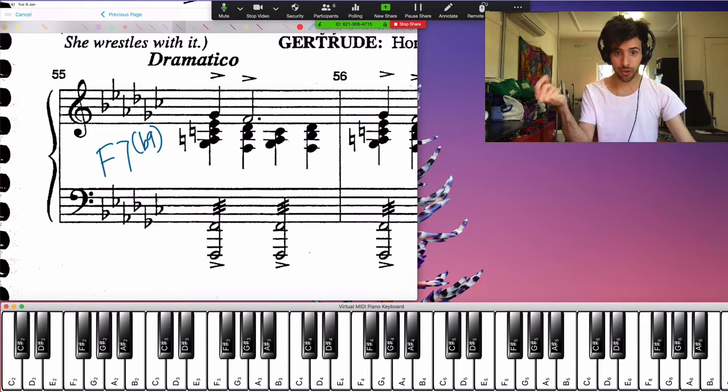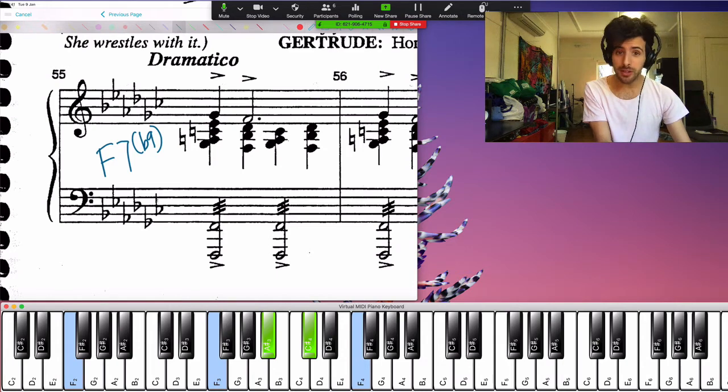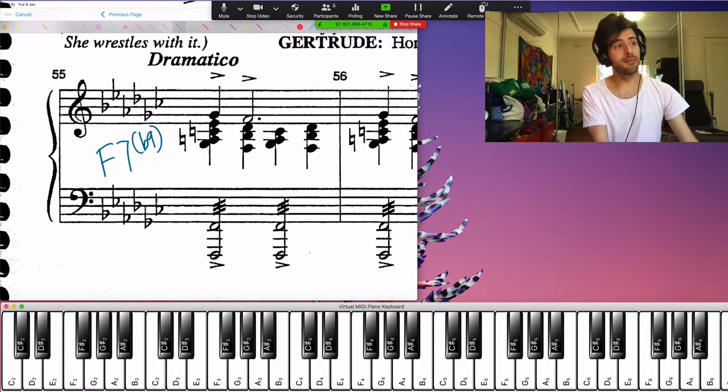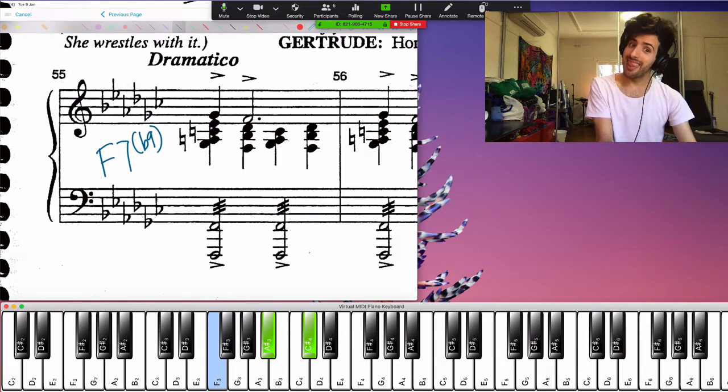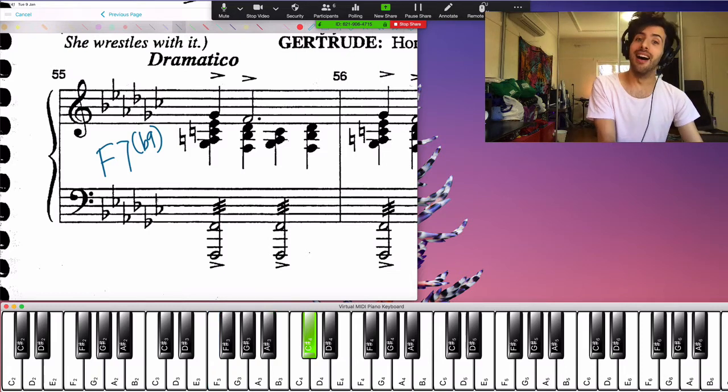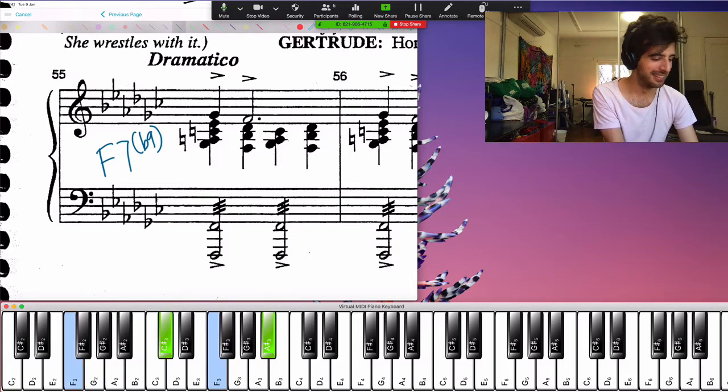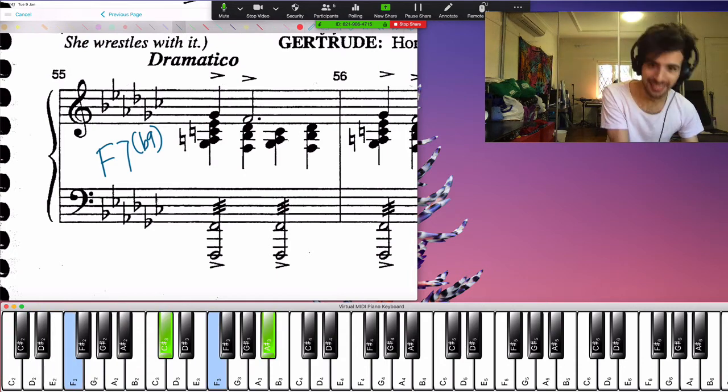It's creating so much strength and pull that it's giving you no sense that we're home, we're resolved. Even though the right hand eventually plays a B flat minor chord, the root note is not a B flat, because it's just a variation of the F dominant, you know?